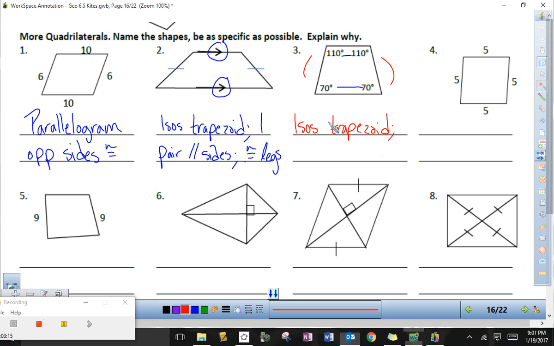Because, again, for trapezoid, I said you could call this two pairs of consecutive angles that are supplementary. That's the same thing as saying you've got a pair of parallel sides, because the angles between them are supplementary. And it's isosceles because the base angles are congruent.